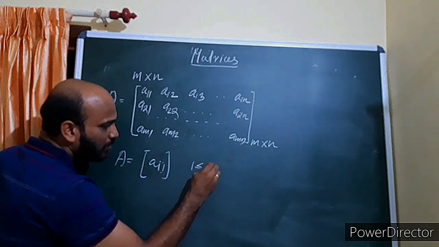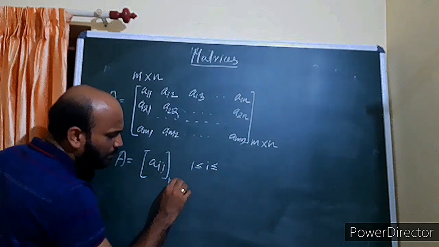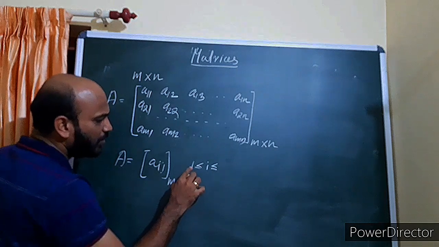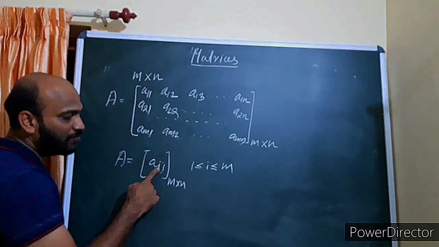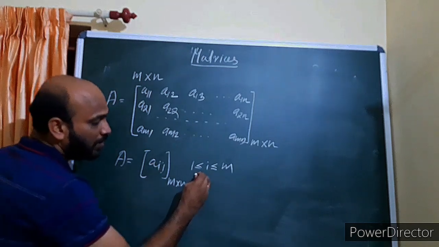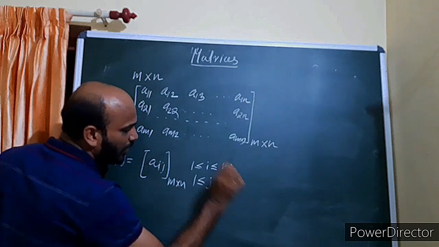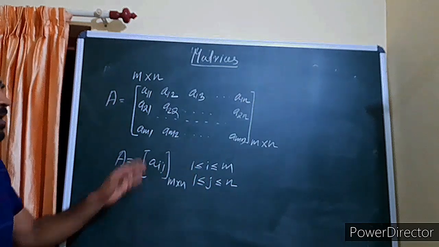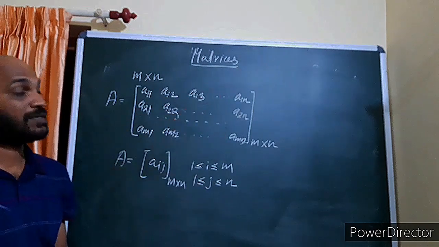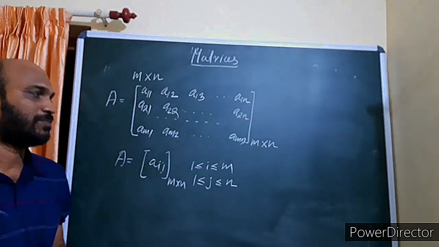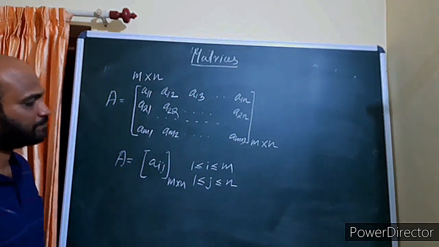1 less than or equal to i less than or equal to m, since the order is m by n. So i varies from 1 to m. And 1 less than or equal to j less than or equal to n. j represents the number of columns. In this way we can represent a matrix in a general form. Generally we can represent a matrix like this.